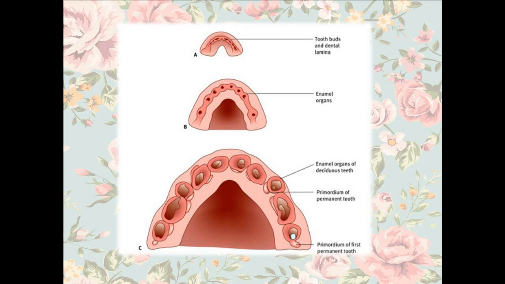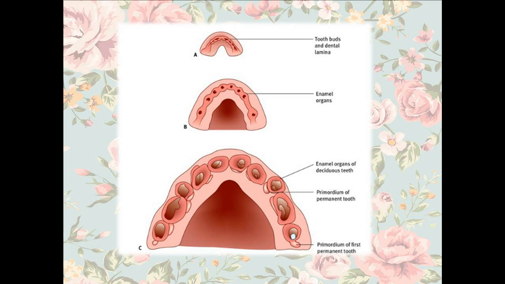epithelial band. At about the 7th week, the primary epithelial band will divide into an inner process, that is the lingual process, called dental lamina, and the outer process, that is the buccal process, called vestibular lamina. Now the dental lamina serves as the primordium for the ectodermal portion of the deciduous teeth. So where do we get our deciduous teeth from? We get it from the dental lamina.